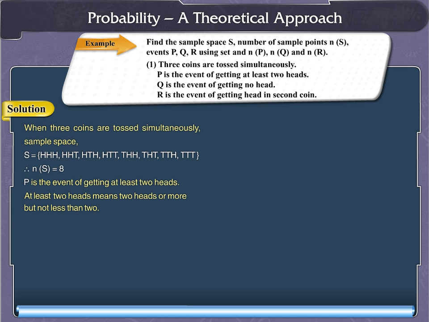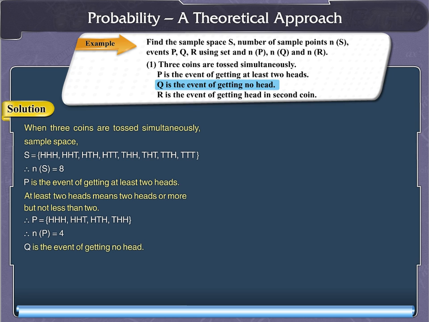From the sample space, we shall select the sample points which have 2 or more heads. Therefore, set P contains elements HHH, HHT, HTH, and THH. Therefore, n of P is 4.